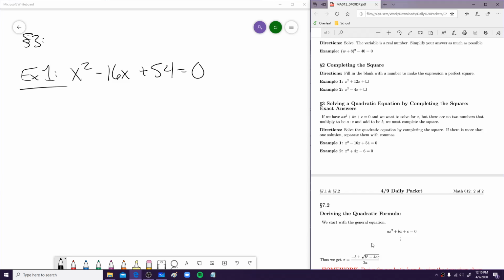Hey guys, so I made all sorts of mistakes on section 3, example 1 of 4-9's lecture. So the very first mistake I did is I just took this 54 and I moved it over. That is a big no-no, right? Because I have to subtract 54 from both sides in order to keep this the same.